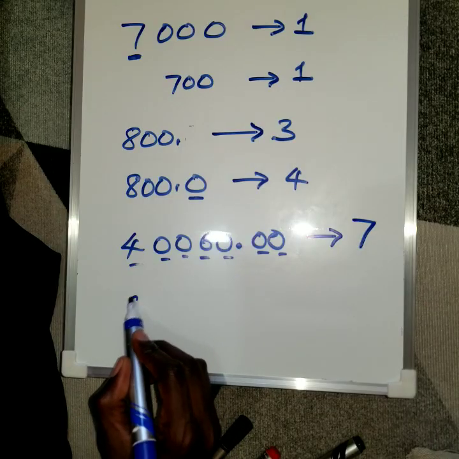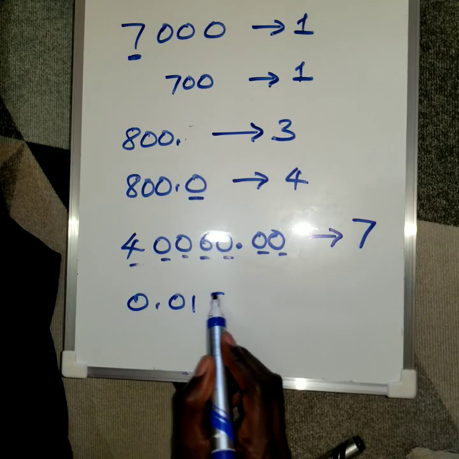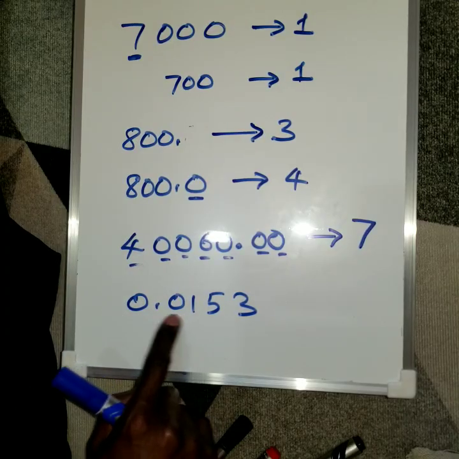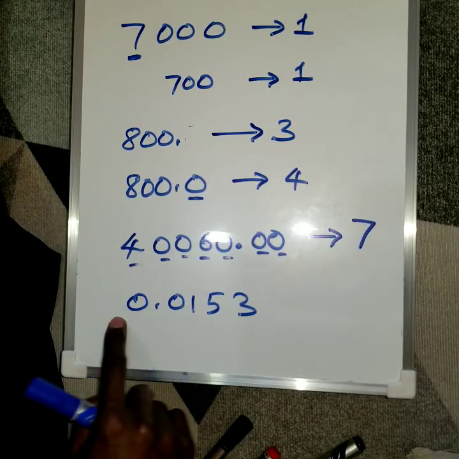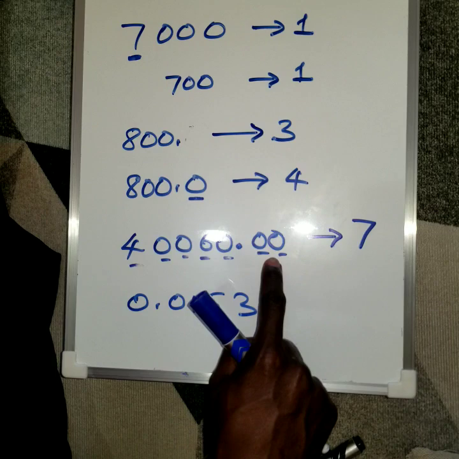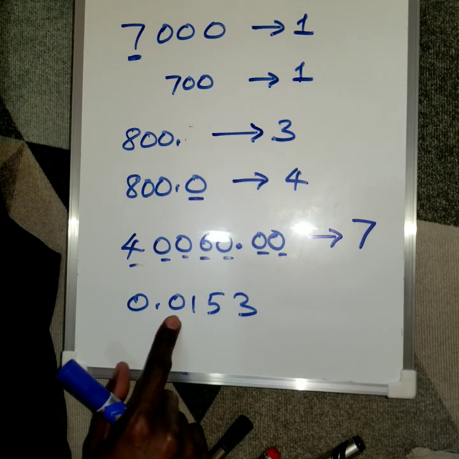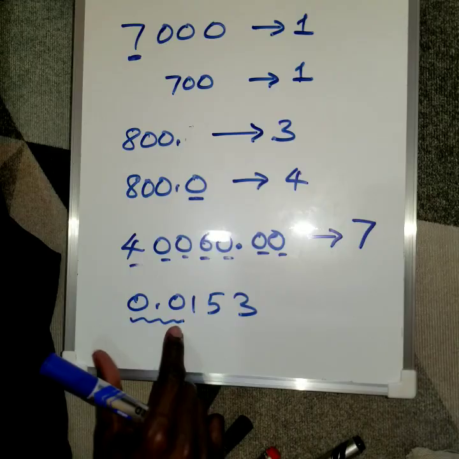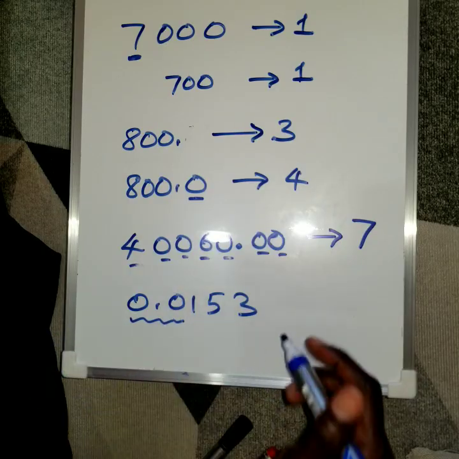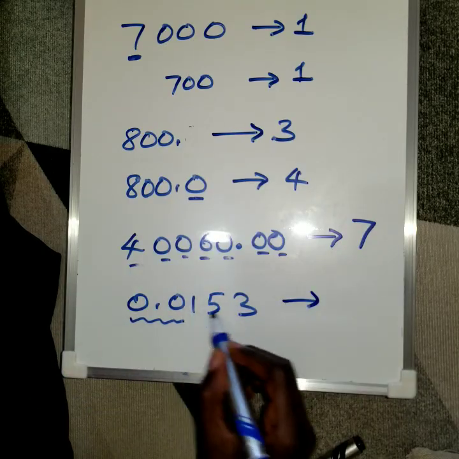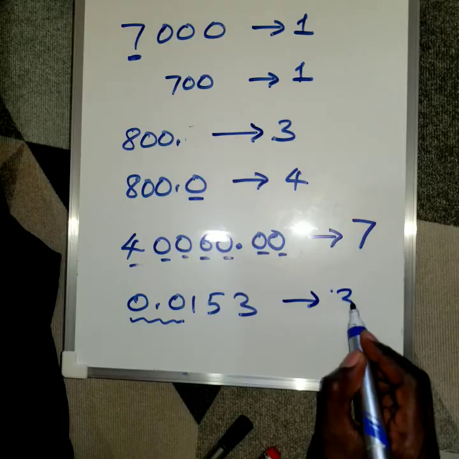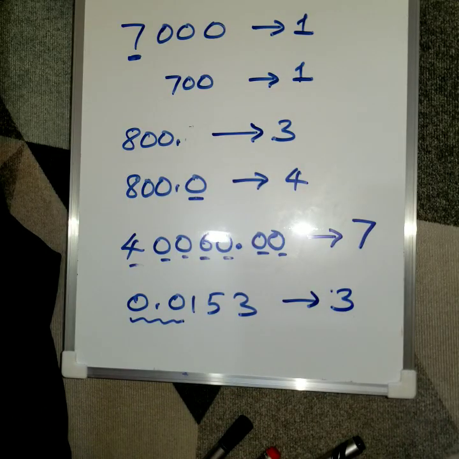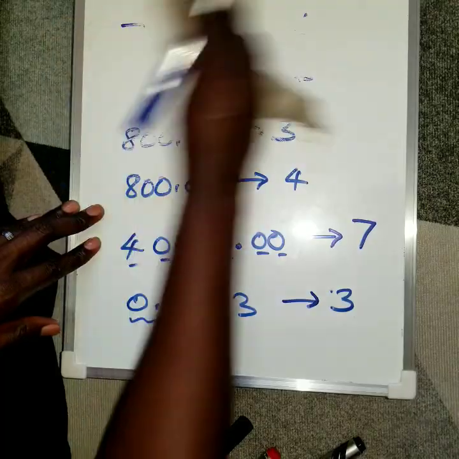What about if you have a number like 0.0153? Well, these are simply called leading zeros. These are trailing zeros. These are leading zeros. The zeros in front, the leading zeros, are not significant. So the number of significant figures there will simply be 3. Let's try to put up some more and see.